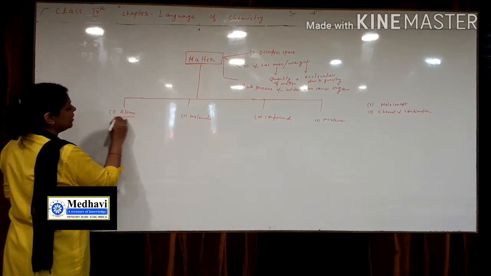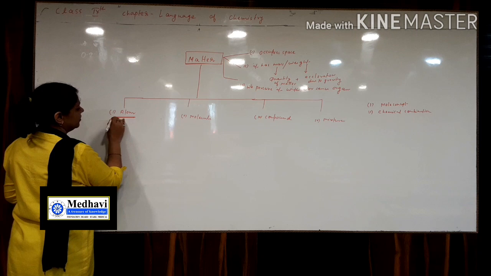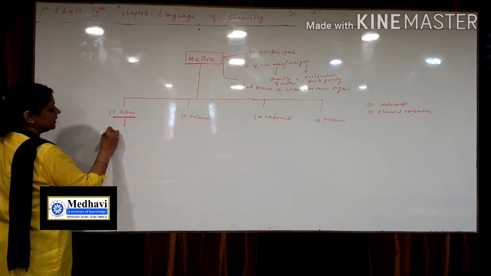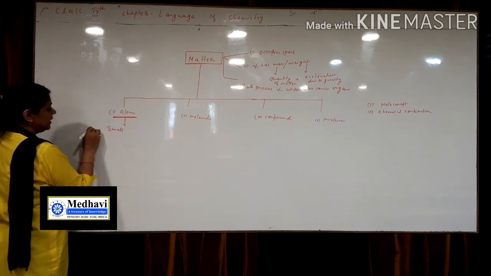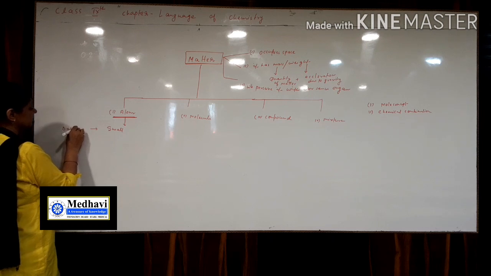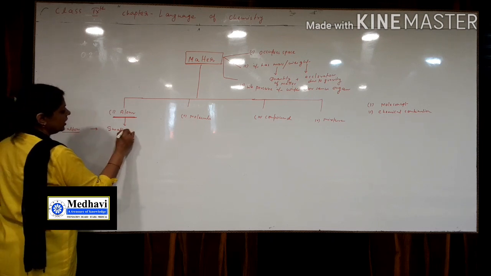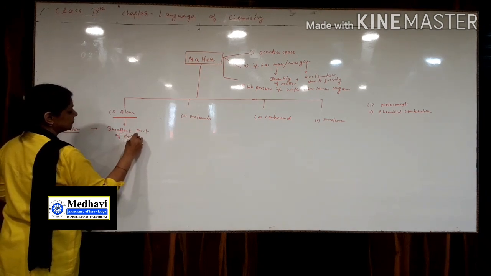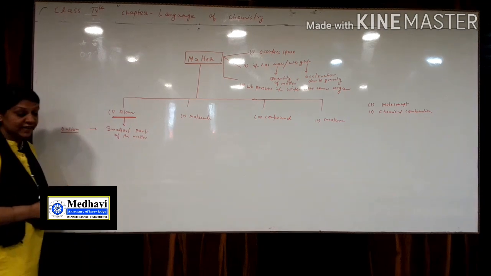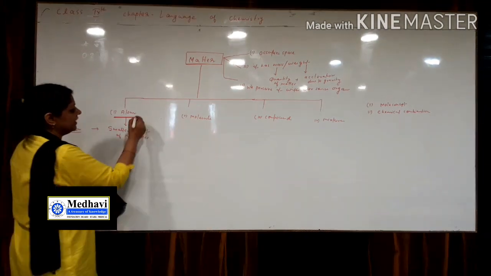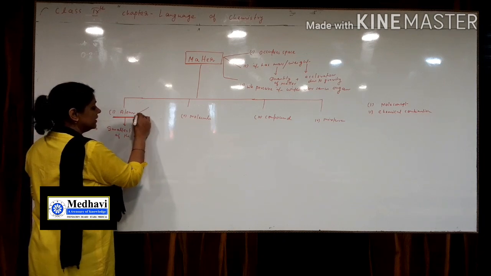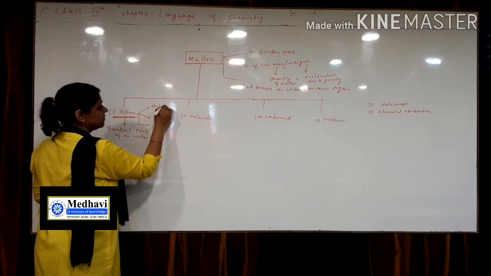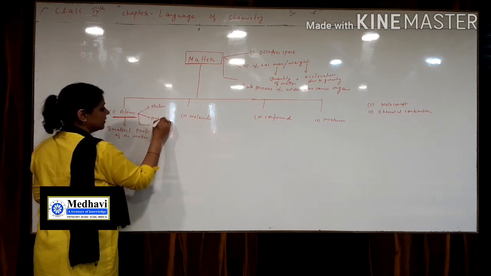So the first part that we are going to discuss, atom. According to Dalton's theory, atom is the smallest part of the matter. But we know that atom is divisible into three fundamental particles. You know it very well. It is divisible into three fundamental particles: electron, proton, and neutron.